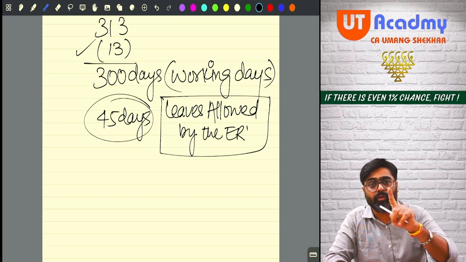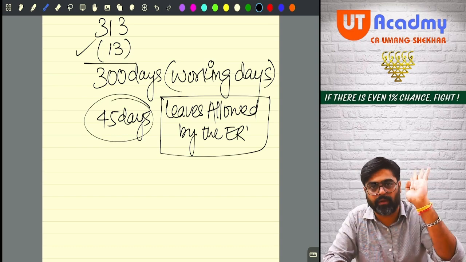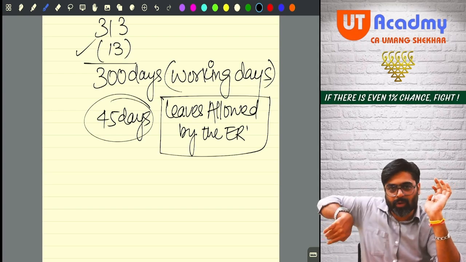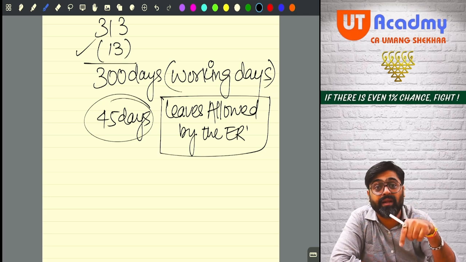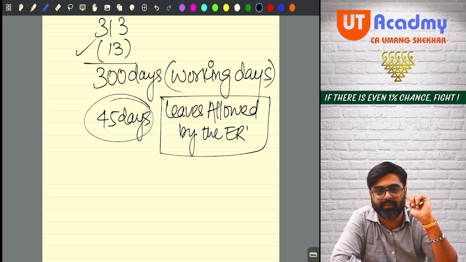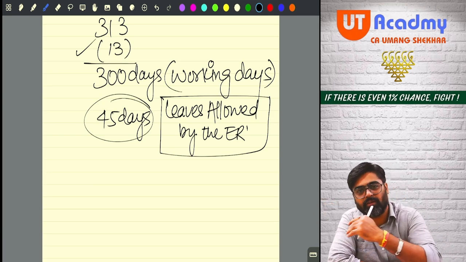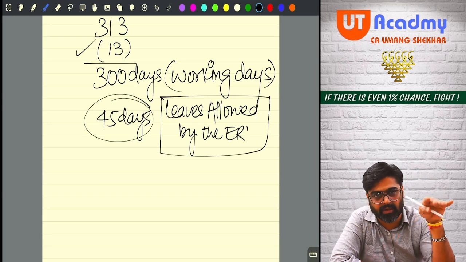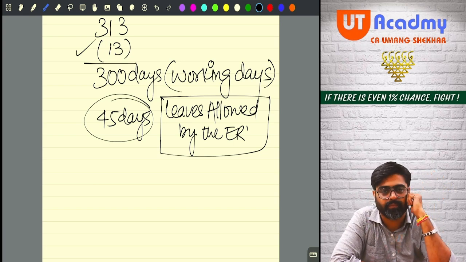Meaning that even if you don't come for these 45 days, you are still going to get your salary for these 45 days. Don't come and take the salary for these 45 days. These are known as paid leaves. What do you call it? Paid leaves. Have you heard about this? Sure. What if you fully take 45 days? You will get full salary for 300 days. Full year salary you are supposed to get. Yes or no? No salary deduction.